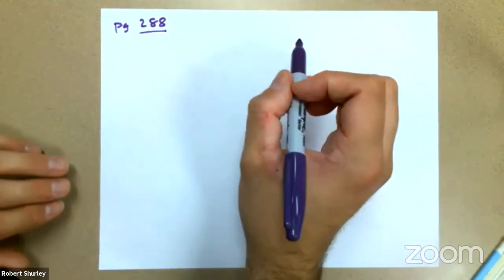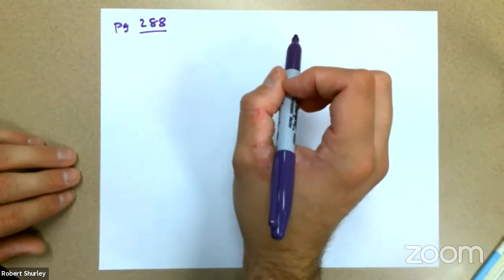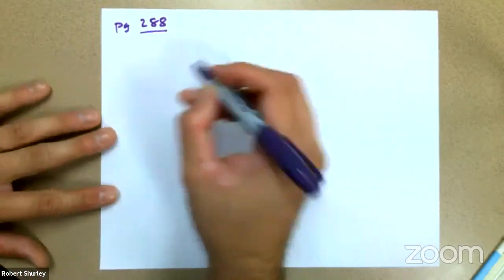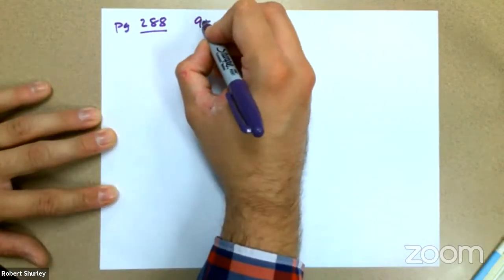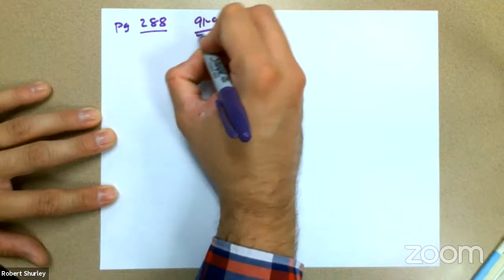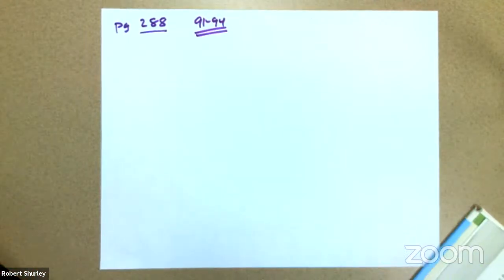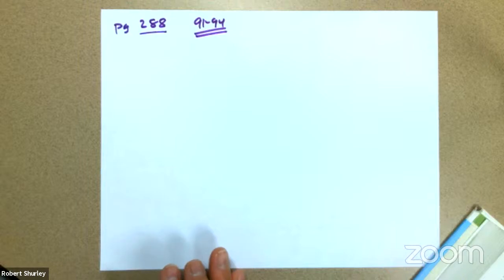Okay, so page 288, I want us to look at number 91 through 94 because there's a graph involved with it. 91 through 94. And we'll do the evens.